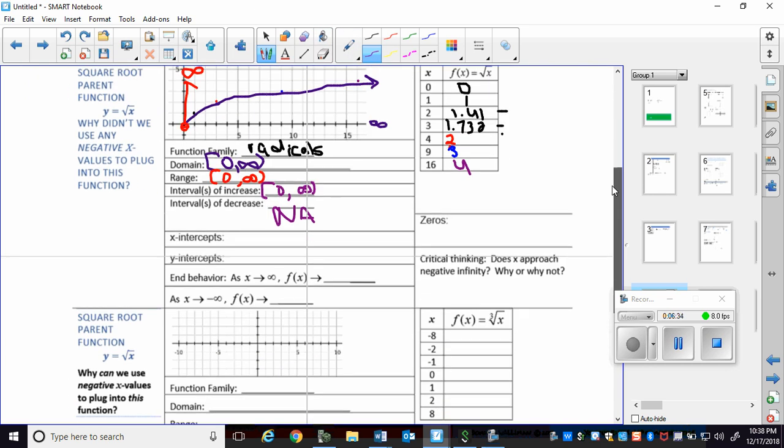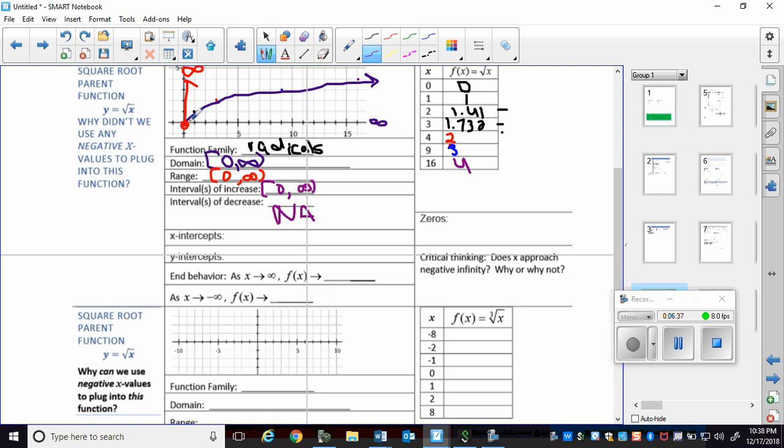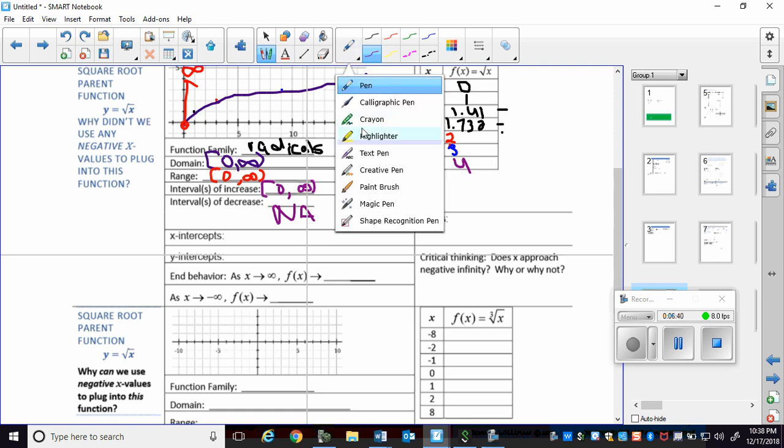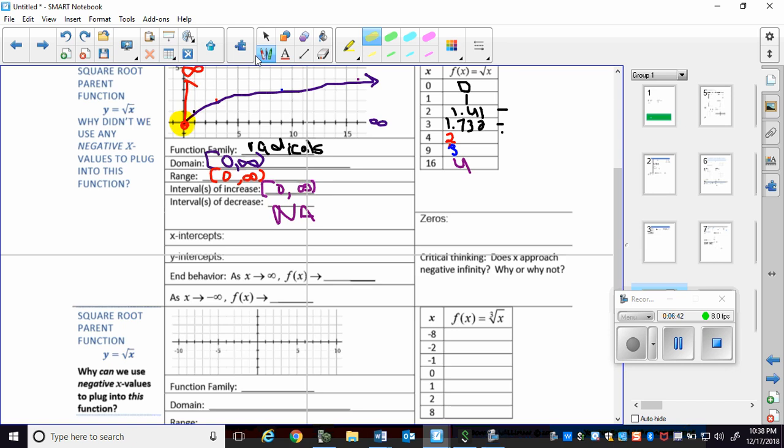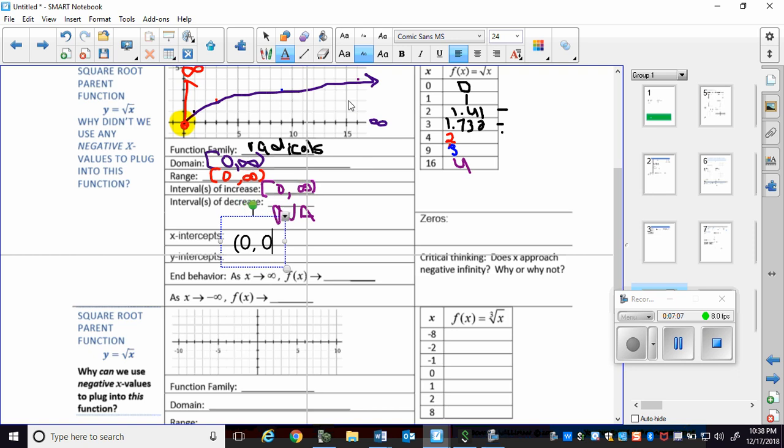X-intercepts is some easy stuff, guys. X-intercepts, where does it cross the x-axis? And looks like the x-intercept and the y-intercept are exactly the same. So I have 0, comma 0, and I always use parentheses for those types of things. So I'm just going to type this because that wasn't working out too well for me. So parentheses 0, comma 0, and I'm going to make that a little bit smaller. That's for the x-intercept.